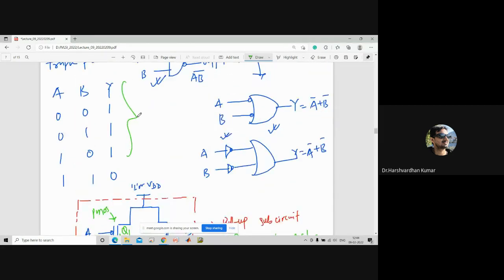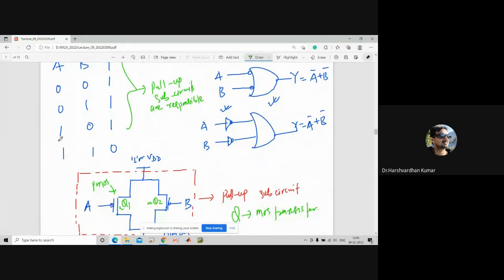For these 3 sets of inputs, if you see the configurations, you can see that for these 3, the pull-up sub-circuits are responsible. But when both the inputs are at logic 1, then we need the pull-down sub-circuit.